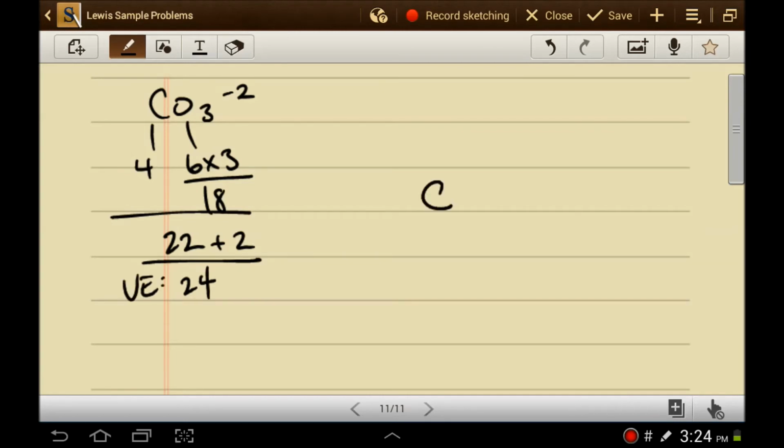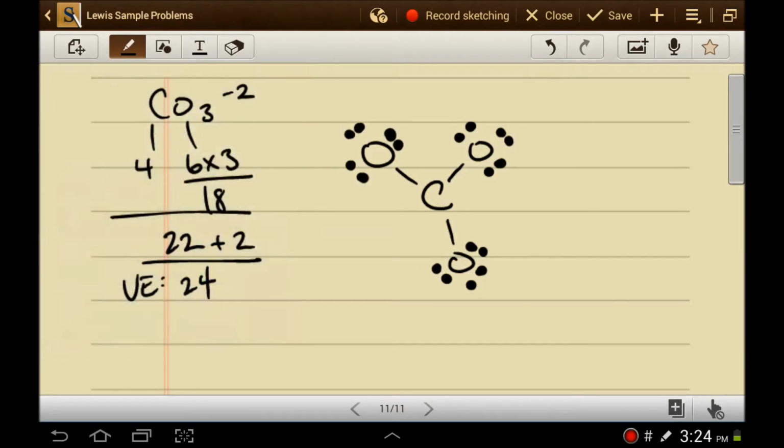The central atom is the carbon. The outside atoms, the other atoms get one bond to the carbon. The outside atoms get an octet. At this point, we've used 24 electrons. There are none left over. There are no more electrons to put on the central atom.